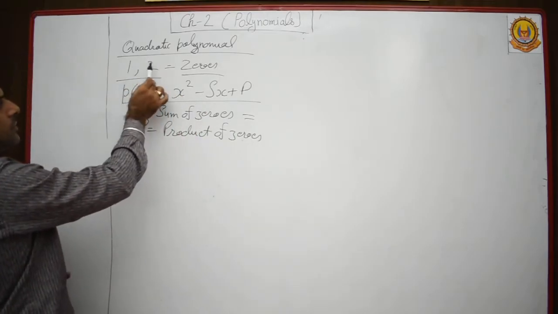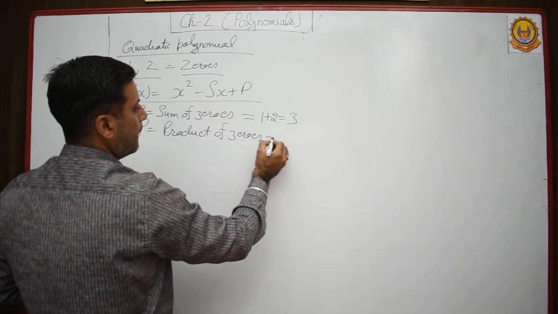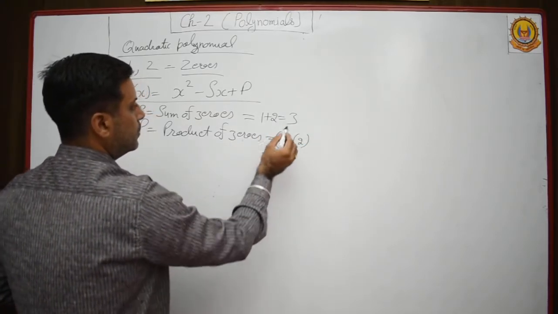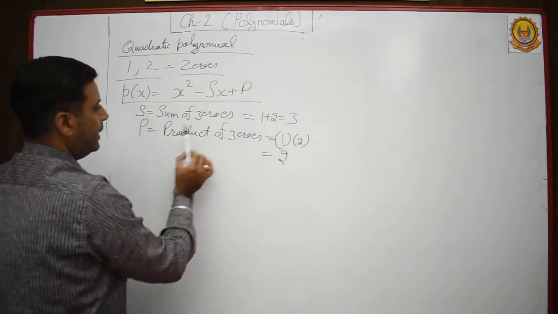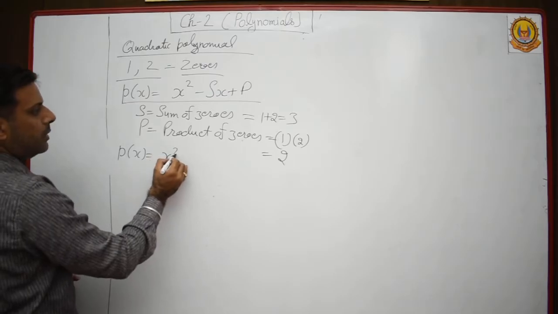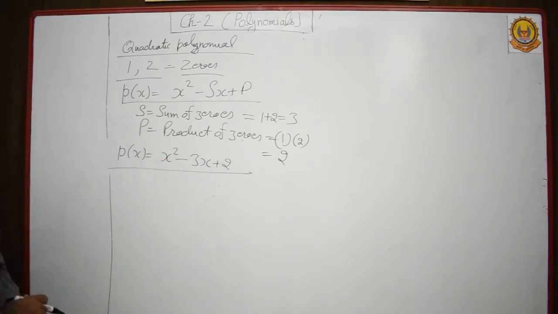So these are the zeros, 1 and 2. The sum of zeros means 1 plus 2, that is 3. The product means 1 into 2, that is equal to 2. So we have got the values of s and p. Now put them here. So p of x is equal to x square minus 3x plus 2. So this is the method.